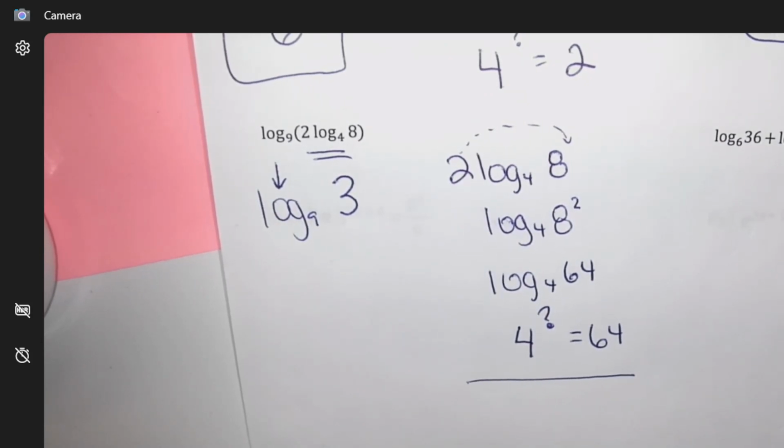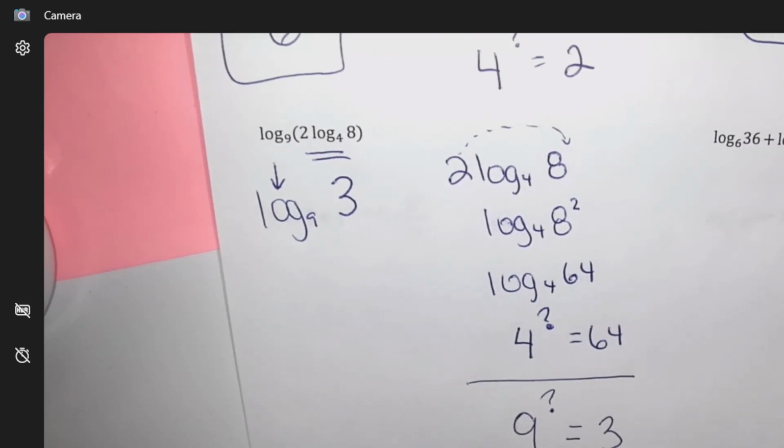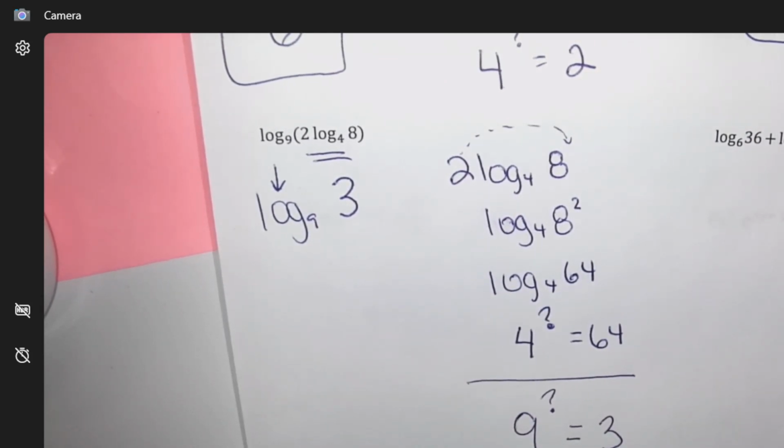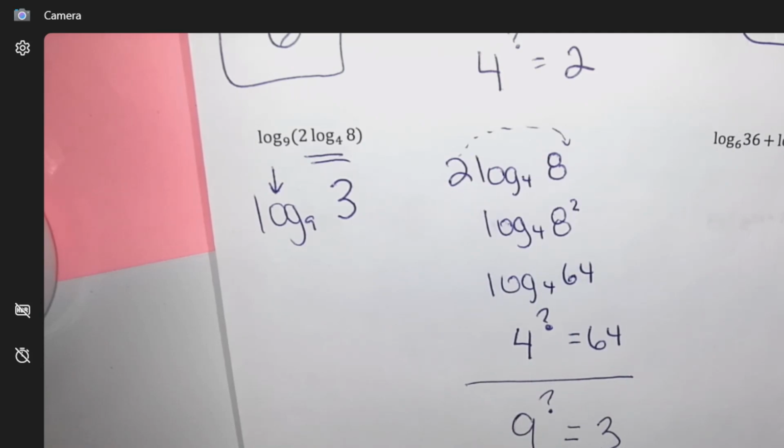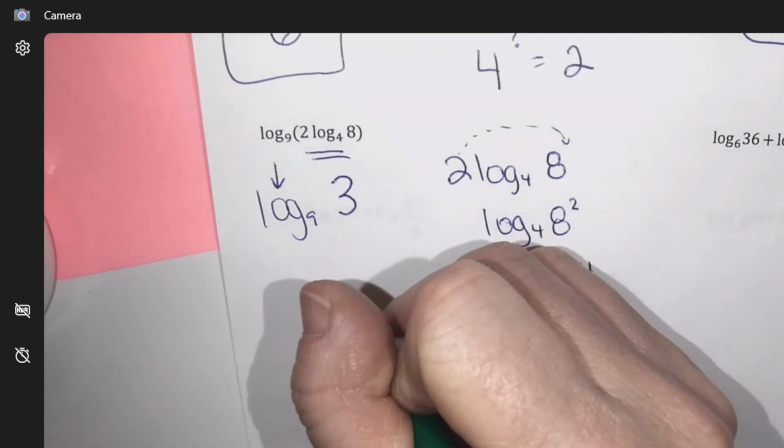So there's my new expression, log base 9 of 3. So here's my brain. The base is 9. I'm trying to get exponents, and I need to get to 3. So this is what your brain is doing. 9 to the what? Half. Square root.